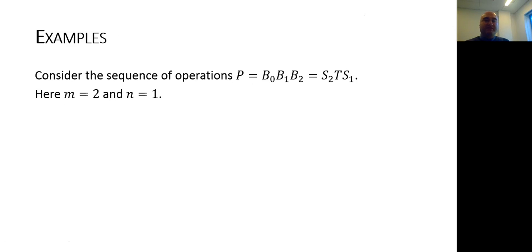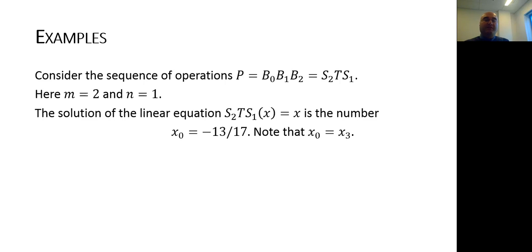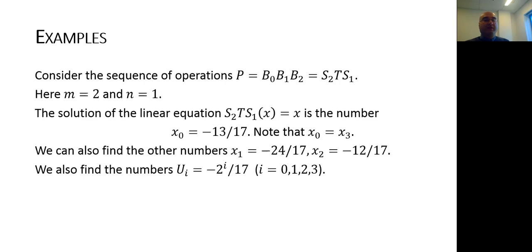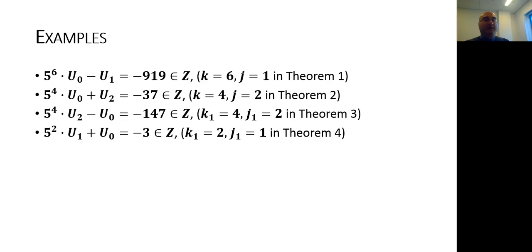I want to show one simple example. Take this sequence, which I mentioned before already. Here m is 2, there are 2 non-T operations, and n is 1 T operation. When I solve this equation, I get x0 equals minus 13 over 17. When I do cyclic permutations in the operations, I get other solutions: minus 24 over 17, which is my x1, and minus 12 over 17, which is x2. We also find the numbers ui equals minus 2 to the i divided by 17 for i equals 0, 1, 2, 3. We observe that the numbers ui satisfy these properties.